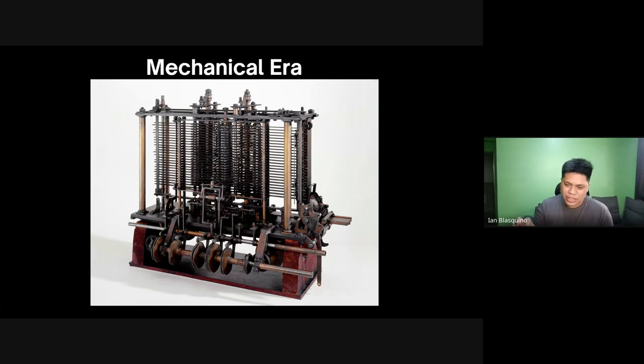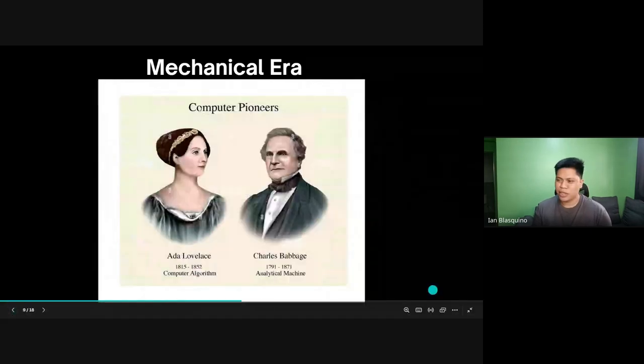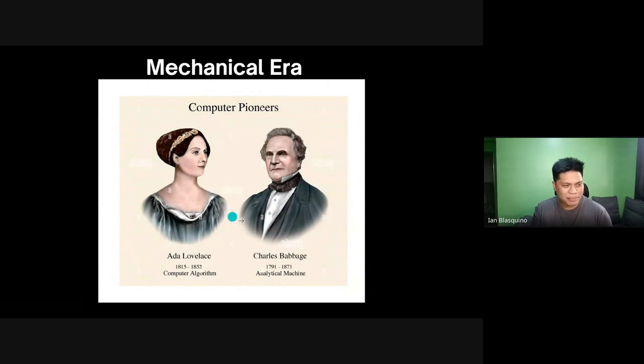dahil dito sa concept and invention of this analytical machine or analytical engine, Charles Babbage was considered as the father of computer or the father of computing kasi siya ang pinaka nagsimula ng idea or concept ng computer. Ito palang taong to ang naging dahilan kung bakit meron tayong mga technologies na ginagamit ngayon. Kaya siya yung tinawag or considered the father of computer, kasi siya nga yung pinaka nagsimula ng idea or concept ng computer.